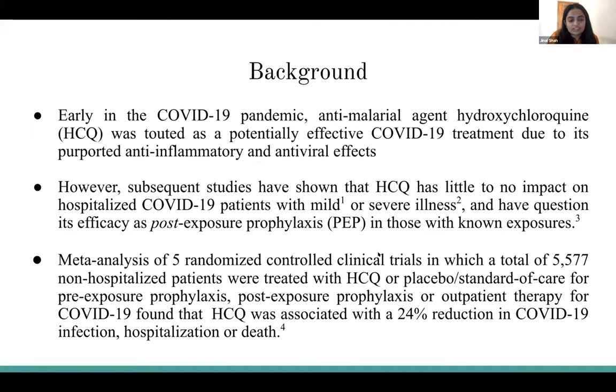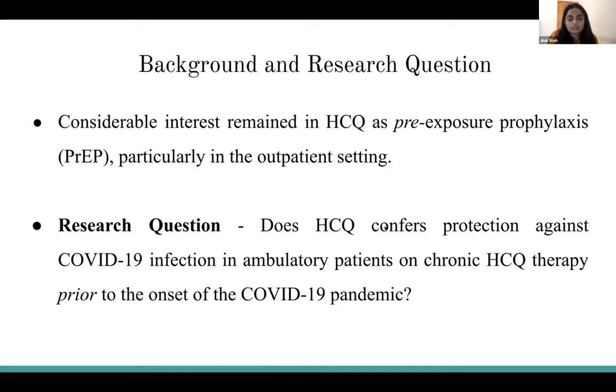When we were doing this study in summer, a meta-analysis came out of five RCTs, which showed that in non-hospitalized patients, a total of 5,500, who were treated with either hydroxychloroquine or placebo, hydroxychloroquine was associated with a 24% reduction in COVID-19 infection, hospitalization, or death. So what we were really interested in was seeing if hydroxychloroquine has any effect as a pre-exposure prophylaxis in outpatient settings. Basically, if patients have been on hydroxychloroquine for a long time before they got exposed, does it have any protective effect against getting COVID-19 infection prior to the pandemic?